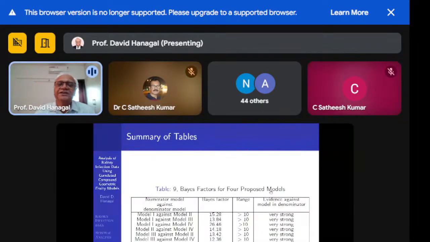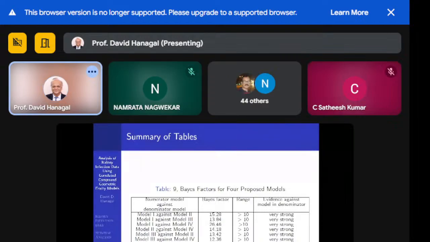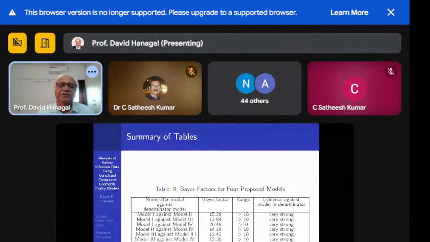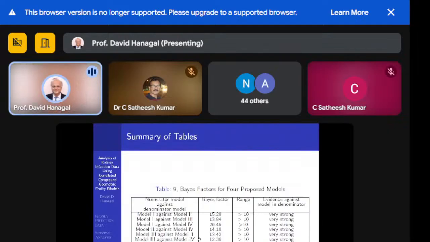Even with the Bayes factor, we also did the comparison with the different models. Model 1 performs better. Model 1 is better than the other three. Model 2 is better than 4, 3 is better than 1. That means 3 is better than 4. That means model 1 is better than all the remaining three models. That is the thing. Okay, that is the solution.